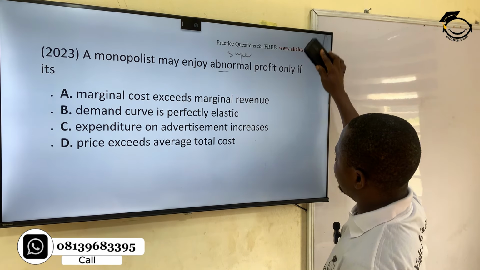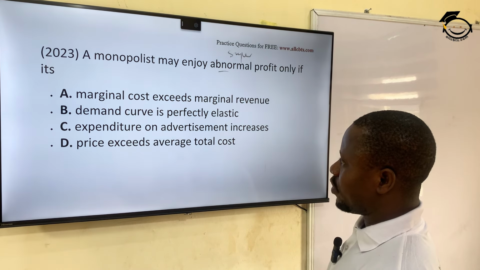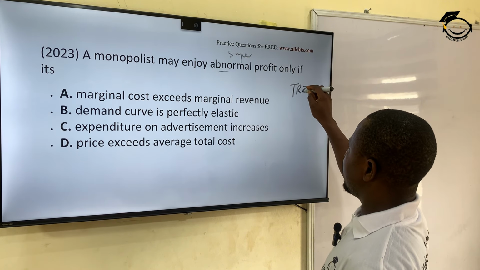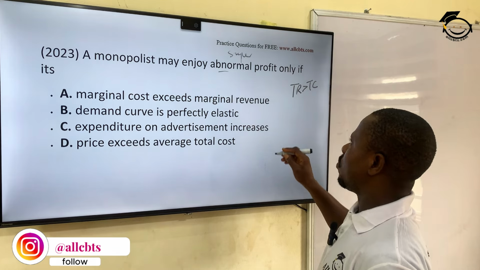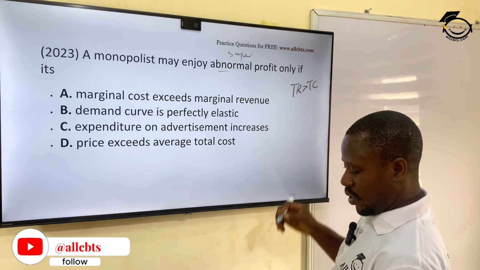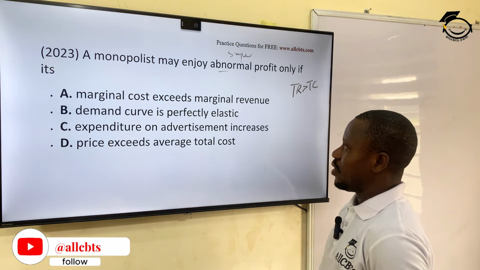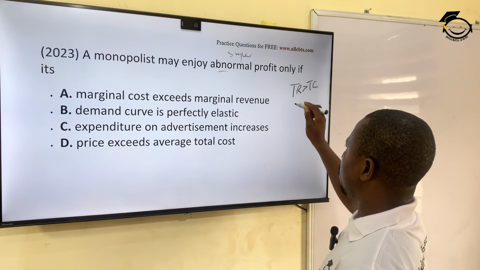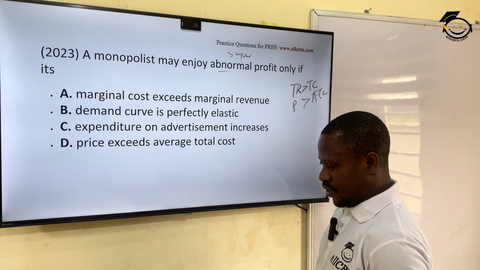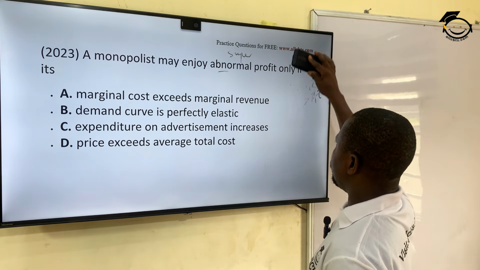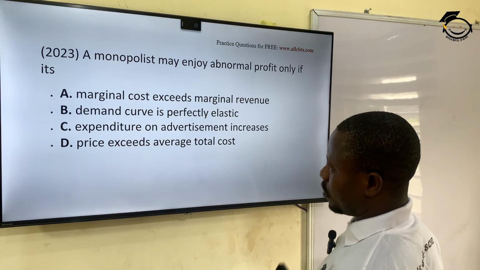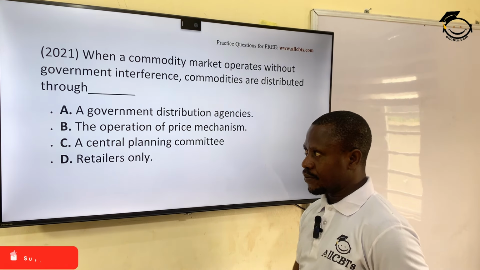But normal profit is when total revenue is greater than what? Total cost. What you generate, what you receive, is more than what you spend. That's normal profit. But when it's talking about abnormal profit, your price is greater than your what? Average total cost. Average is what you spend on each of those, when you divide the total by the number. Option D is the correct answer.